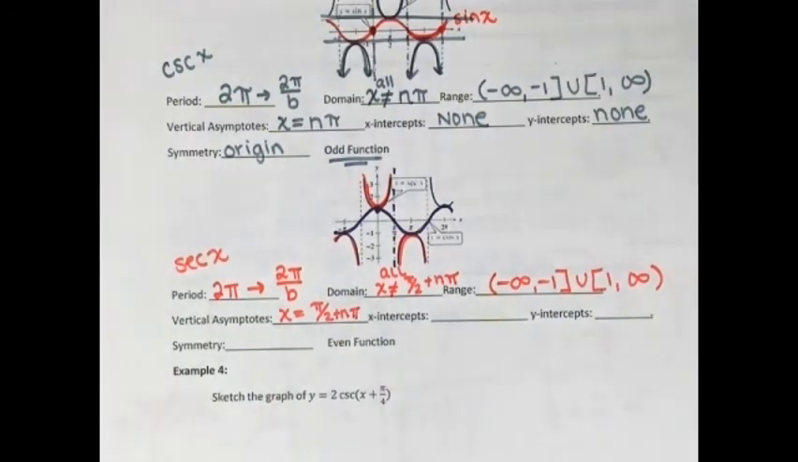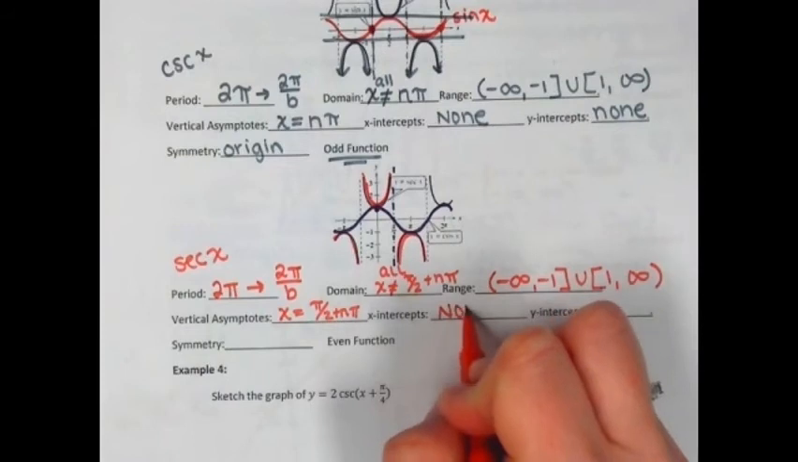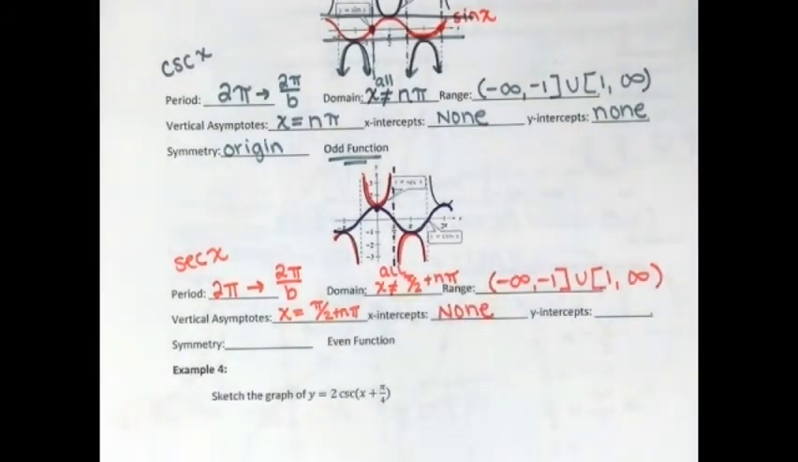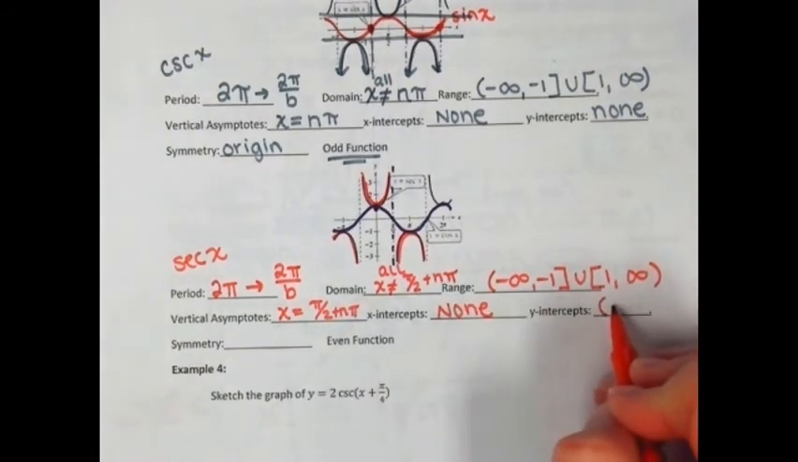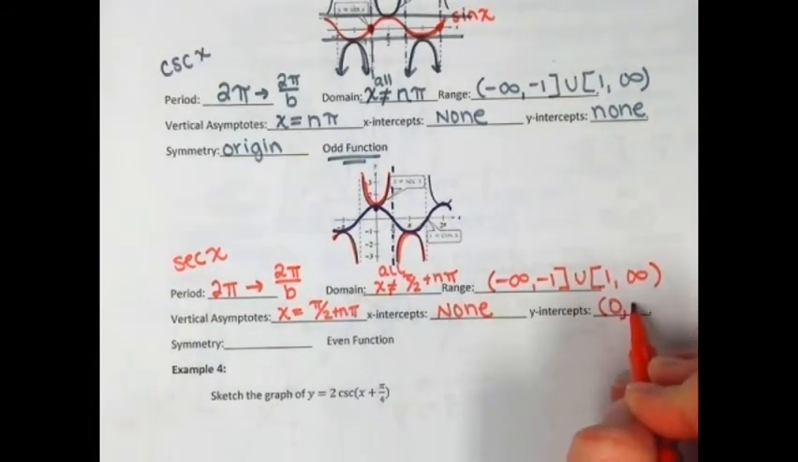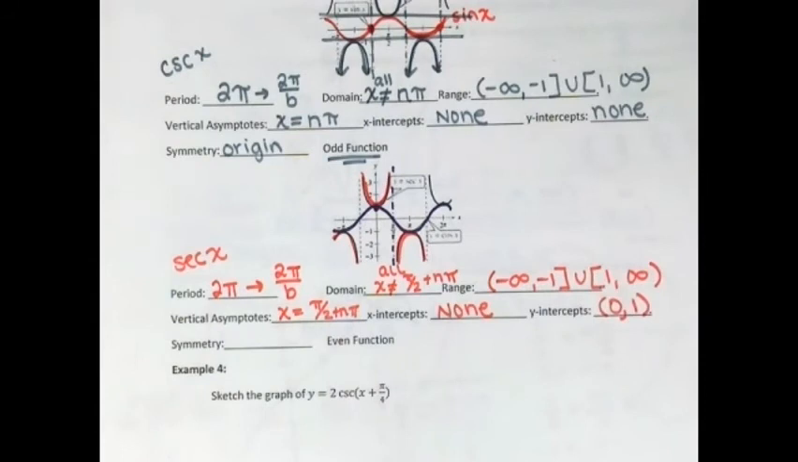Now, do we have an x-intercept for this one? No. But do we have a y-intercept? Yes, because my cosine goes through the y-axis, right? And where does my cosine go through? 0, 1, whatever my amplitude is, right?